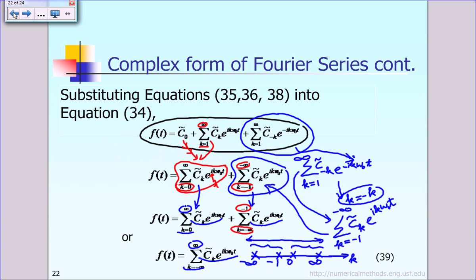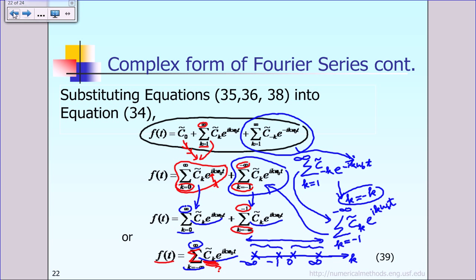So, according to the previous slides, we can see that equation 39 says any periodic function f of t can be expressed as equal to the summation of ck tilde, which is a coefficient in the complex number, multiplied with e raised to the power i k omega 0 t. So the question now becomes, how do we calculate this coefficient ck tilde, which is a complex number? How do we calculate that coefficient ck tilde?